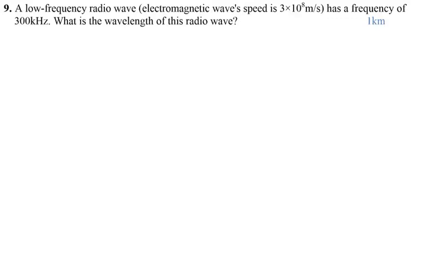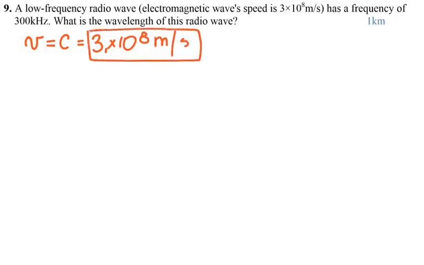For number 9, a low frequency radio wave, electromagnetic wave, speed is 3 times 10 to the 8 meters per second. So the speed of light, or all electromagnetic waves, is 3 times 10 to the 8 meters per second. So it's good to remember that the speed of light, and sometimes they use the letter c, is equal to 3 times 10 to the 8 meters per second. So this is a good number to remember. And you have seen this in E equals mc squared. This c is speed of light in this case.